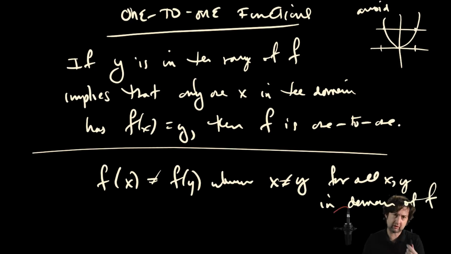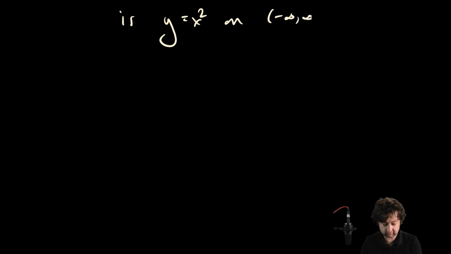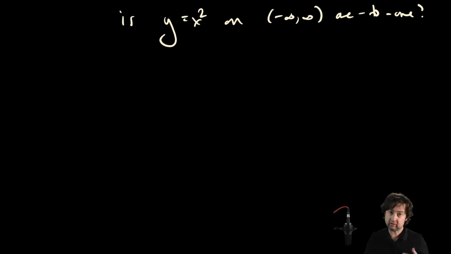Okay, so this is a condition that is used often to check whether or not a function is 1 to 1. In fact, we can check real quick, right? Is y equals x squared on minus infinity to infinity 1 to 1? So let's actually check and see, using the definition, if y equals x squared is a 1 to 1 function.